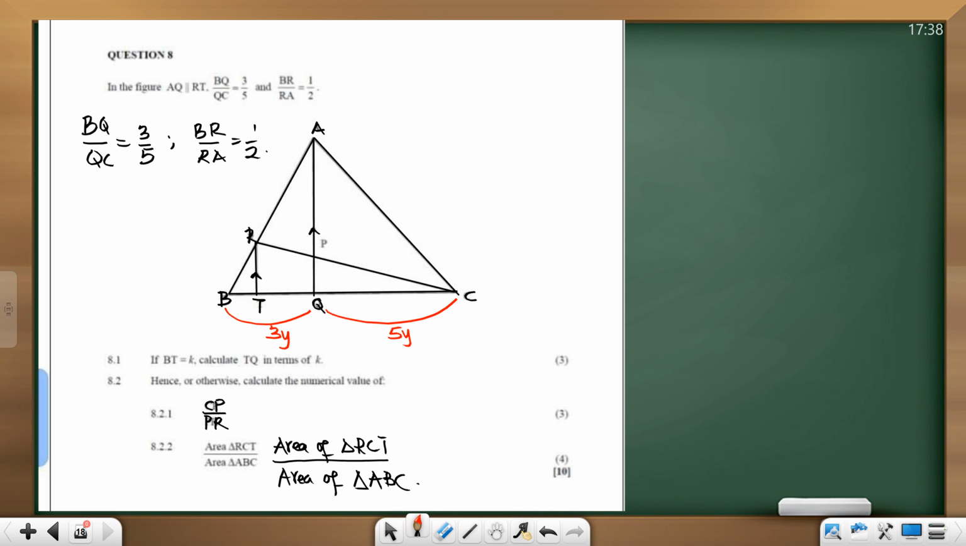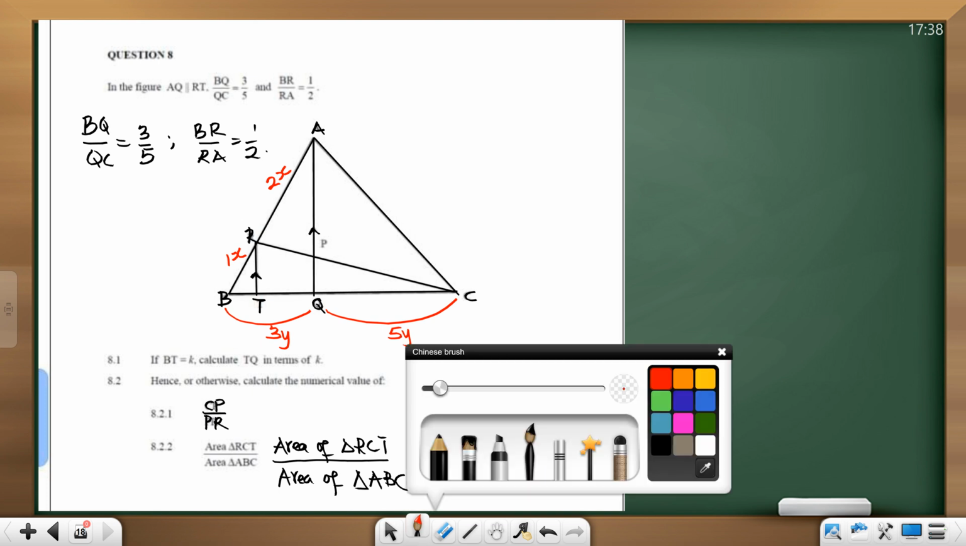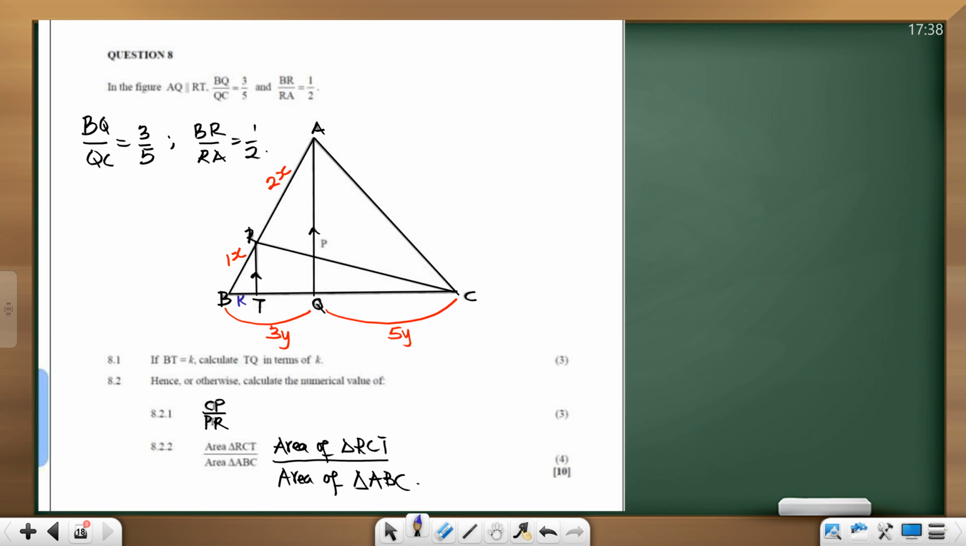BR over RA is 1 over 2. Again, what do we do? Variables. Let's introduce maybe X. All right, please. Are we okay, everybody there? Beautiful. If BT equals to K, the examiner now gives us, don't change your own variable. BT equals to K. Calculate TQ in terms of K.